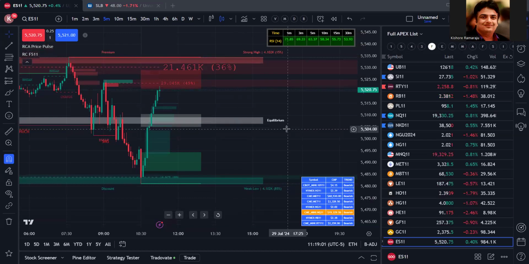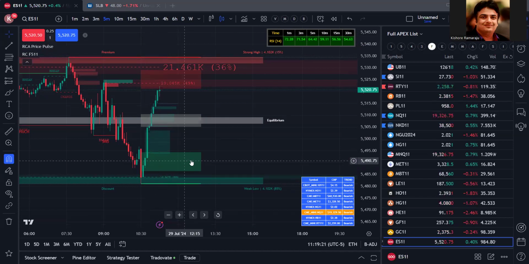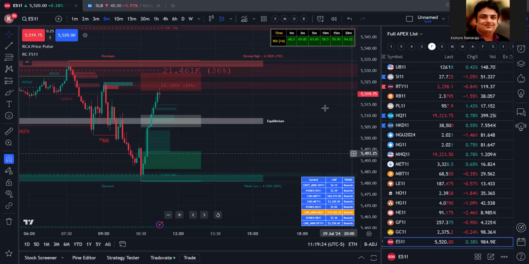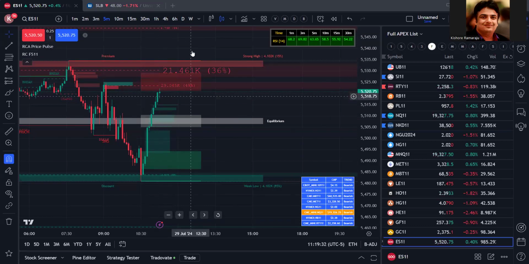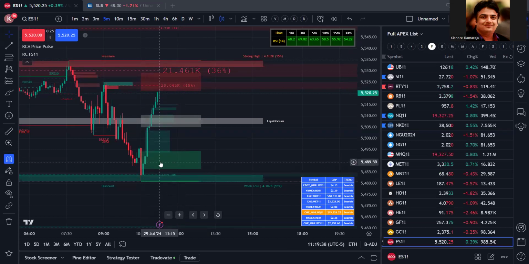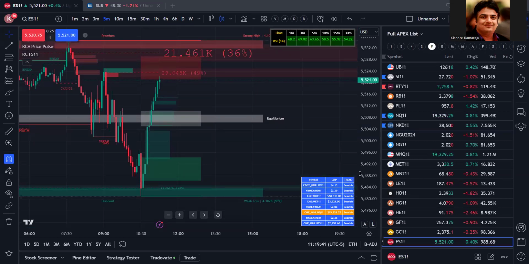Other than that, you can ignore, right? Mainly we need price pulse for the order blocks. You may see a table with the 15 minutes, 1 hour. You can just ignore the table. The major advantage with price pulse is it will tell you where you have the huge sell order blocks or buy order blocks. That is what will help us.